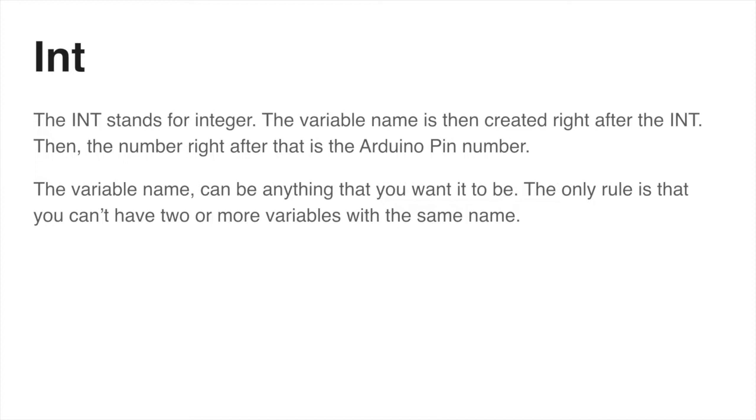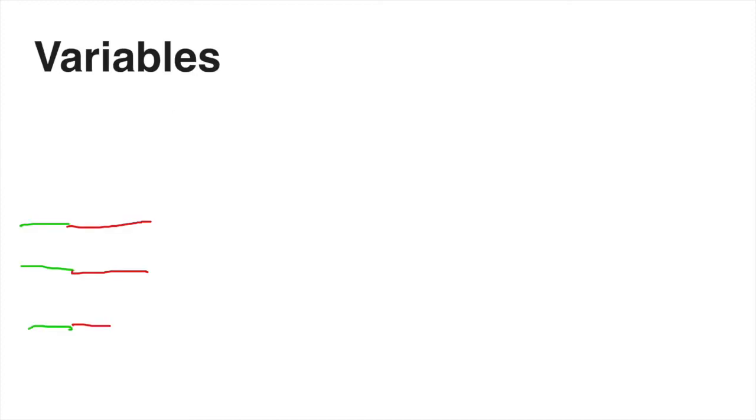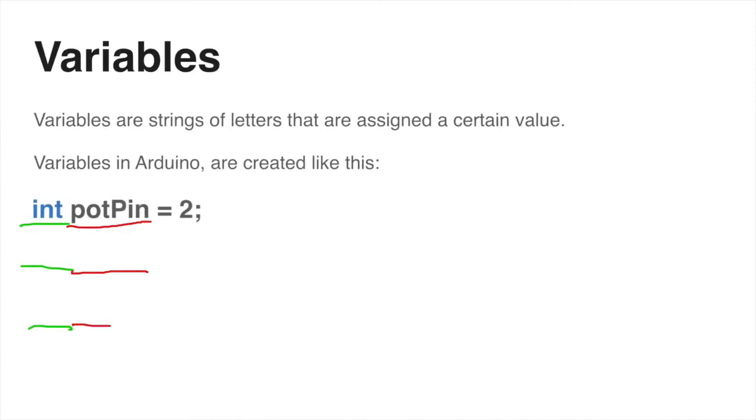The variable name can be anything you want it to be. The only rule is that you can't have 2 or more variables with the same name. Let me show you this again. We're going to go back to that slide. We have our INT pot pin, INT LED pin, and INT val. Those could be whatever I wanted to name them. I chose to name this pot pin because I'm attaching it to a potentiometer, and I chose to name this LED pin because I'm attaching it to an LED. And I chose to call this val, well, you're going to see why later.